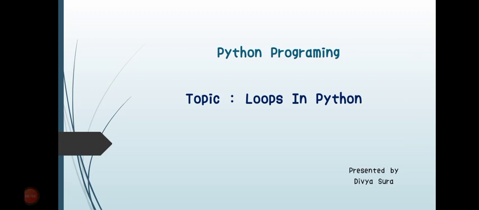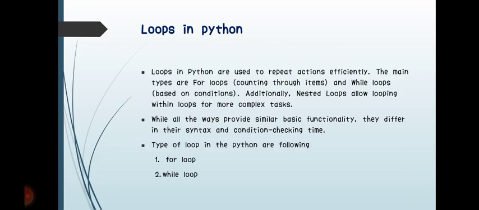So today we are going to discuss loops in Python programming. Loops in Python are used to perform repetitive actions efficiently. Basically, a loop is a control structure that allows a sequence of instructions to be executed repeatedly until a certain condition is met. It is a way to automate a repetitive task and avoid having to write the same code multiple times.